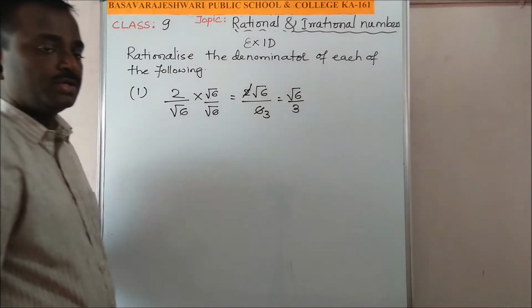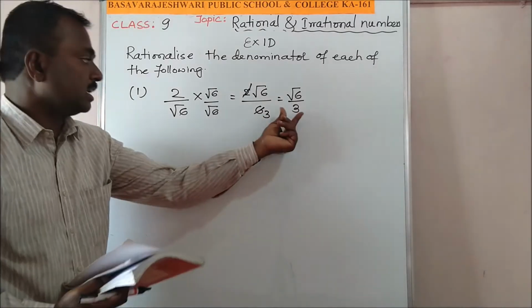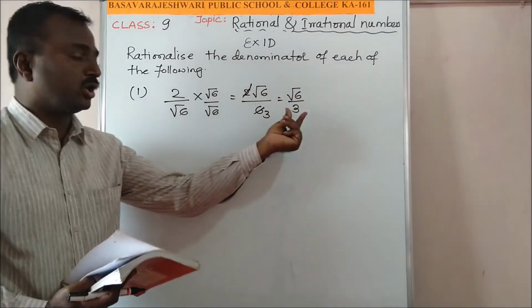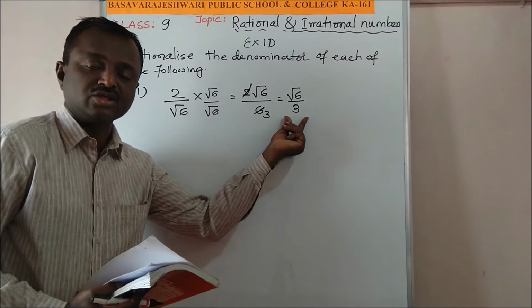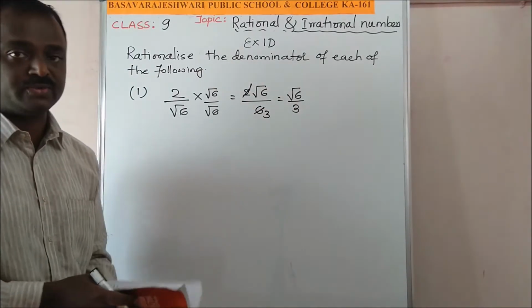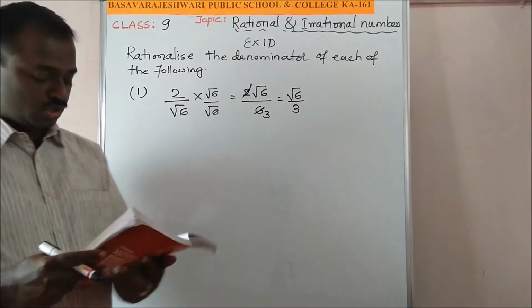Correct? So in this way, we can avoid the irrational number in the denominator. Now 3 is not an irrational number, 3 is a rational number. It can be expressed in the form of p by q.